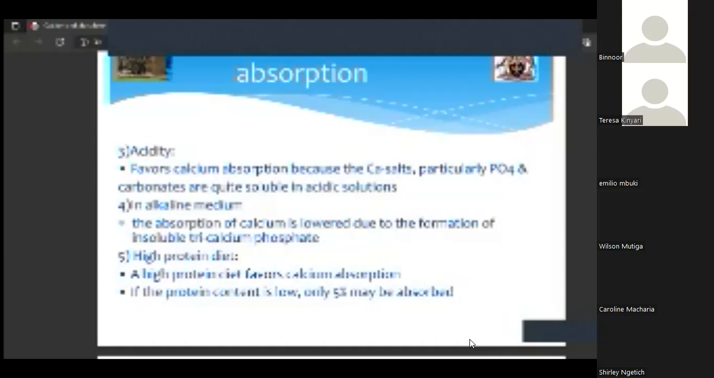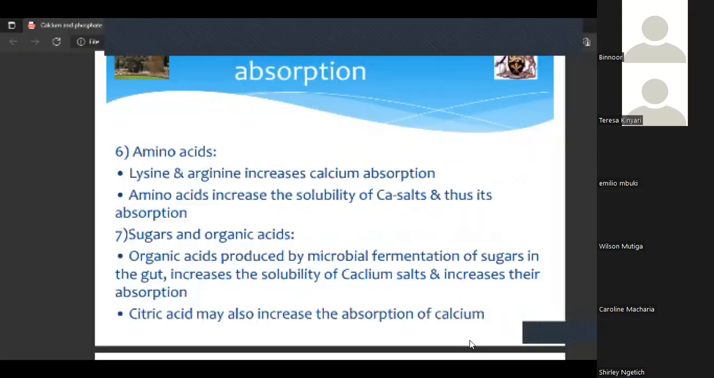The other factors we have are amino acids, which include lysine and arginine, and these are important because they increase calcium absorption. Basically, amino acids do it by increasing the solubility of the calcium salts, which of course favors absorption. We also have sugars and organic acids, which are important in producing microbial fermentation of sugars in the gut, and this increases solubility of calcium salts and increases the absorption.